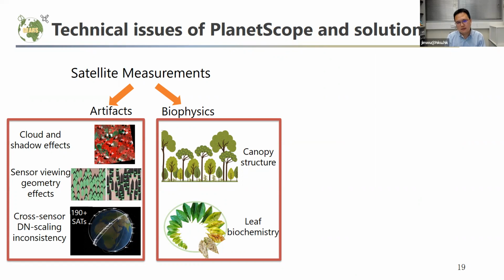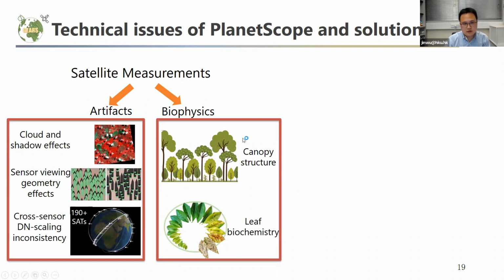But during the last 2 years, we also learned a lot when we deal with this kind of satellite data. And we found several important technical issues need to consider when we process this kind of new satellite data. The first thing is PlanetScope satellite data is almost similar to any satellite measurements.